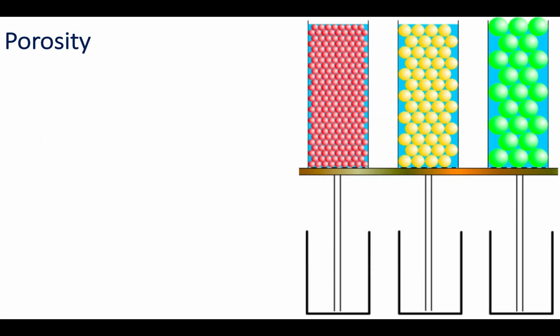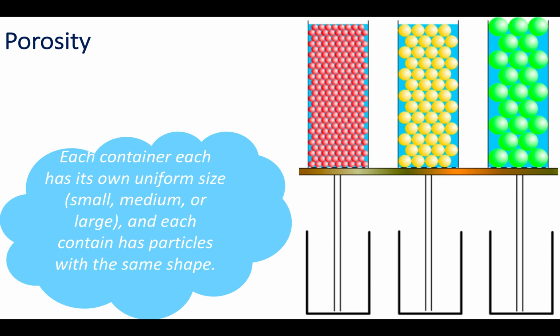So we're going to take a look at this here. We looked at this animation yesterday when we learned about infiltration and runoff, and now we're going to look at it through a different lens when we talk about porosity. So to start, we need to know the scenario. Each container has its own uniform size. One is all small, one is all medium, one is all large. And when you compare each container, they all have the same shape, they're all spheres.